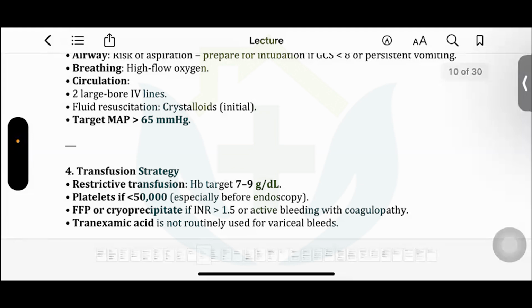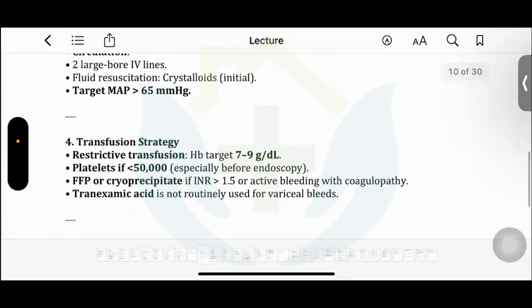Eltrombopag, which is a thrombopoietin or thrombocyte colony megakaryocyte stimulating factor. Along with that, you can give FFP or cryoprecipitate because cirrhosis patients have coagulopathy of vitamin K dependent coagulation factors.